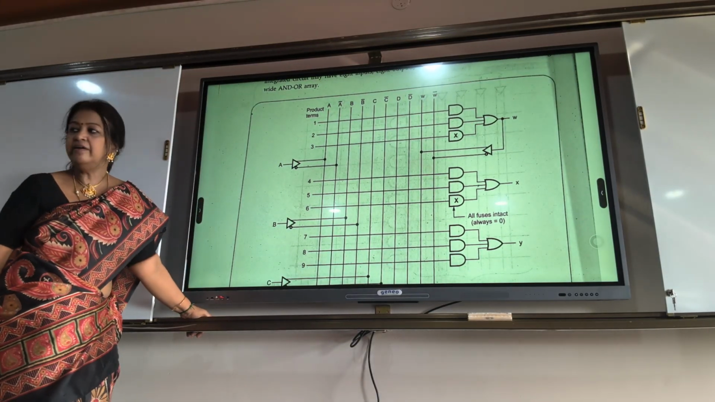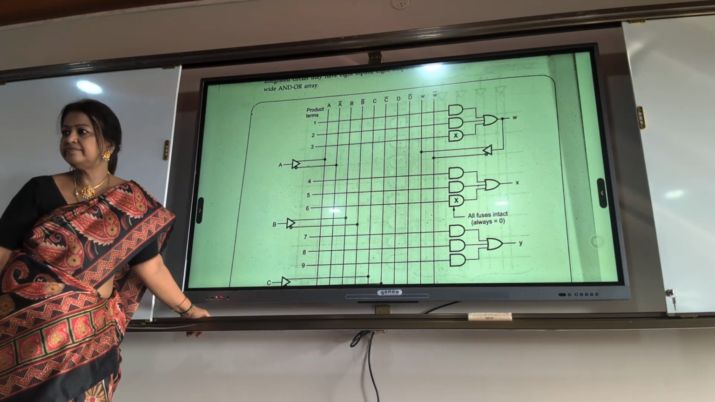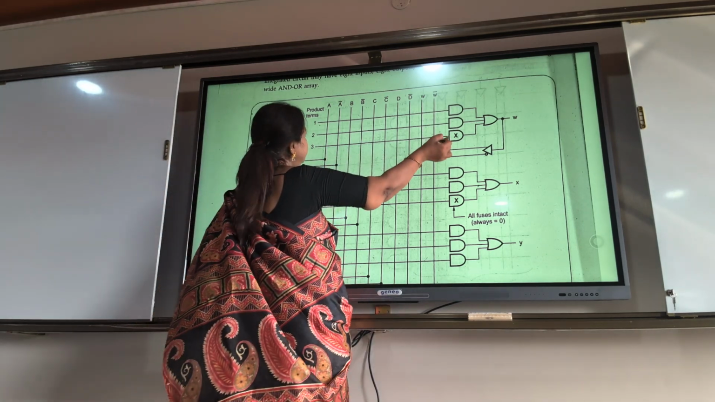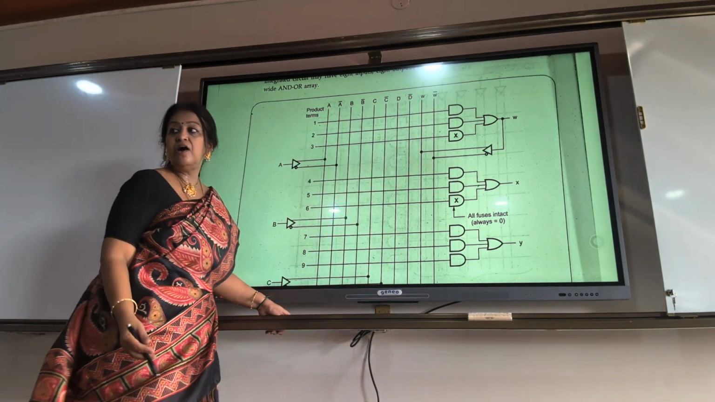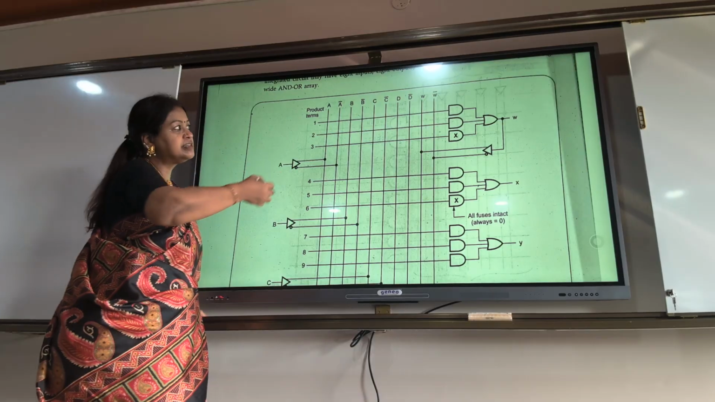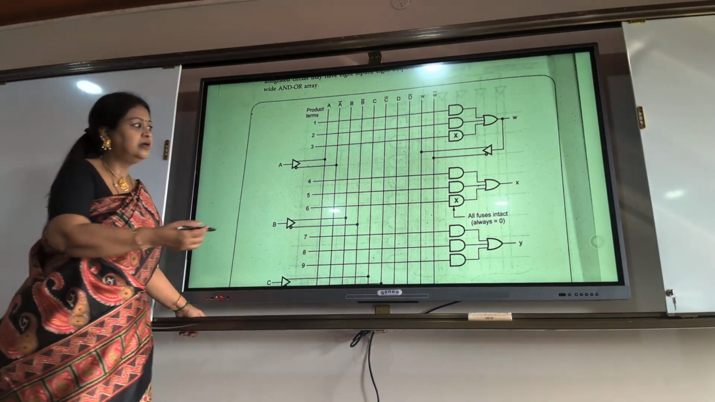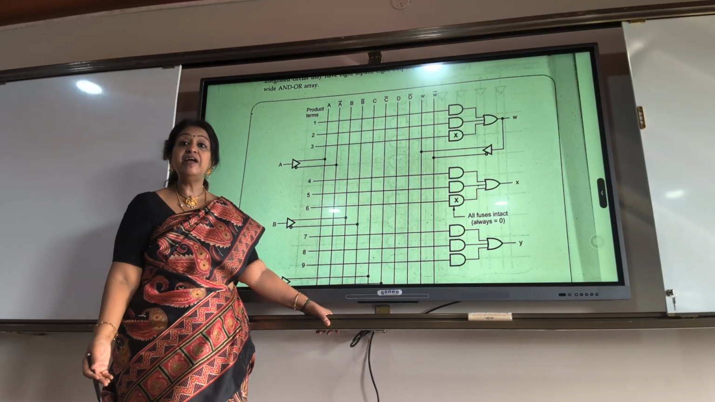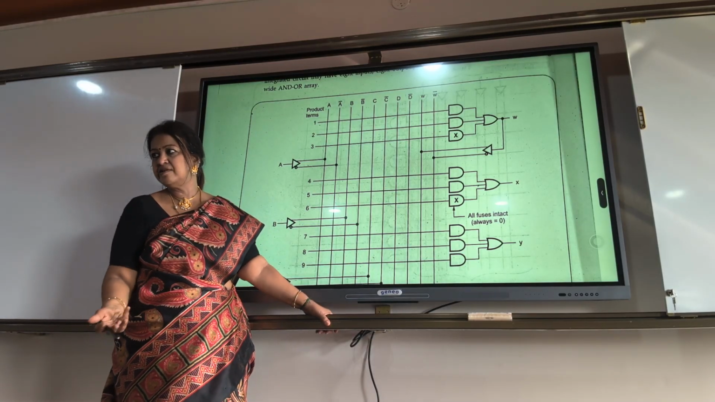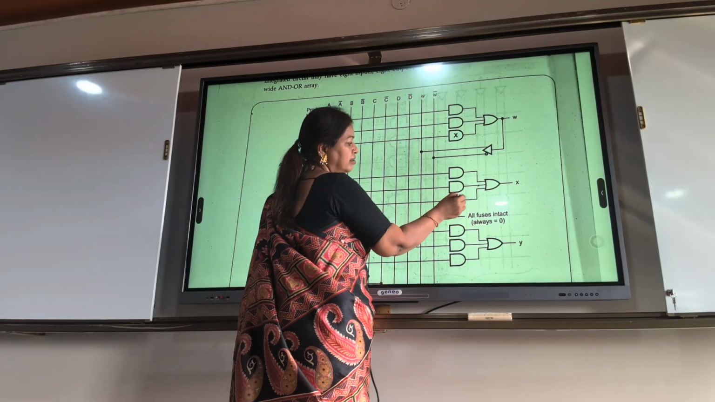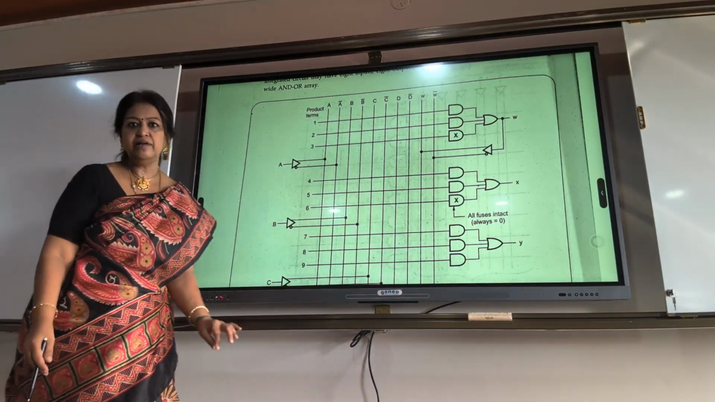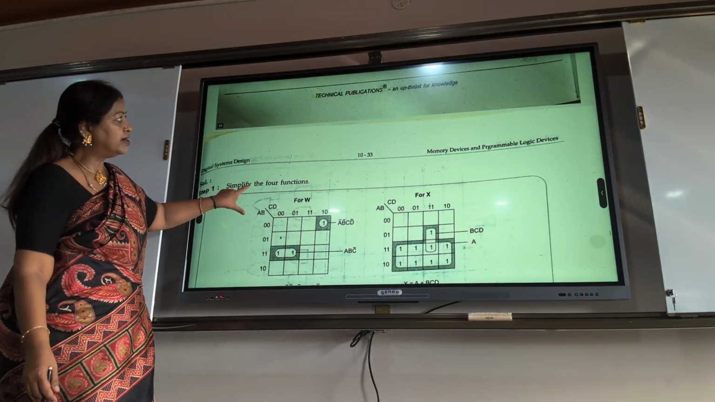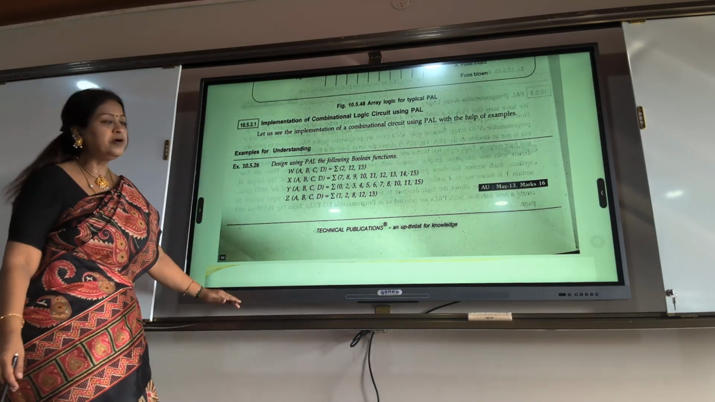That means OR is already fixed. We have to decide how many outputs we have. Suppose in the first output you have only 2 terms. If you select 3, everything will be 3 only. But every output may not require all the terms. So if it is not required, you have to put a cross mark in the untouched ones, meaning I don't want them. So this will be a bigger problem actually.